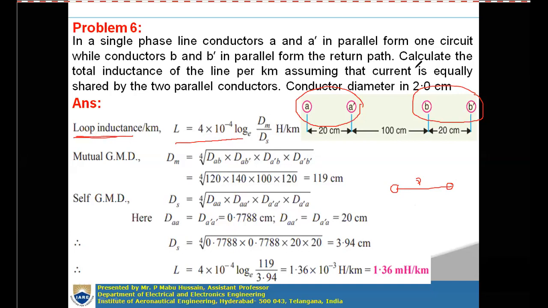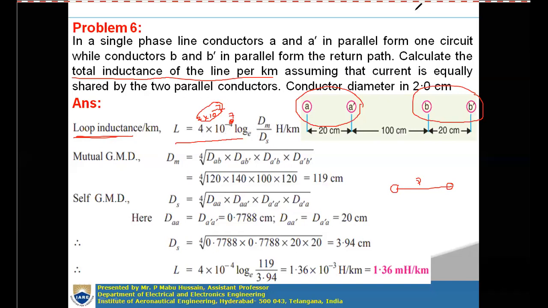In the problem they asked to find the total inductance. Total inductance or loop inductance, both are the same, per kilometer of the transmission line. If they had asked for the inductance of each phase, then this would be 2 into 10 power minus 7 ln DM by DS. But in the problem, as they asked for the total inductance, L is equal to L1 plus L2, or LA plus LB, which is 4 into 10 power minus 7 ln DM by DS.